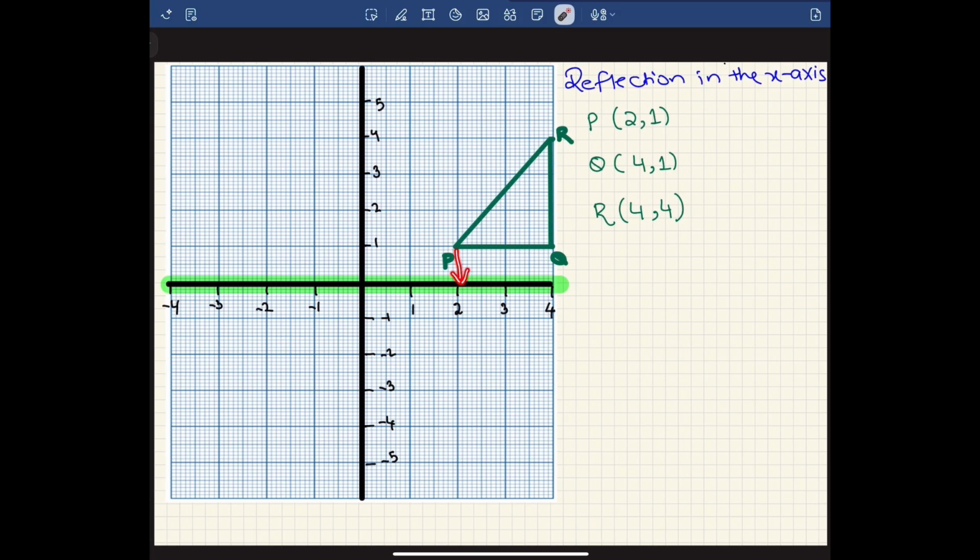So 1 unit, right? So this is going to be P prime. 1 unit, 1 unit. This is going to be Q prime. 1, 2, 3, 4. 1, 2, 3, 4. So this is going to be R prime.